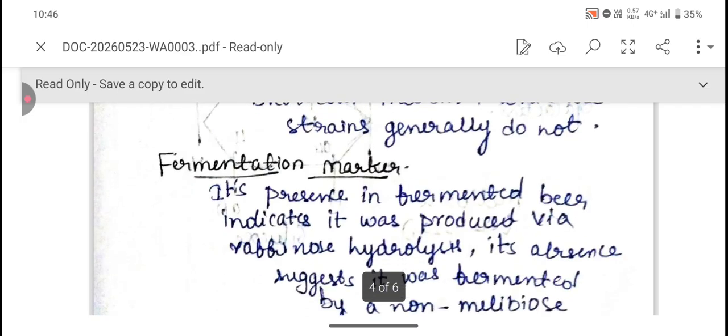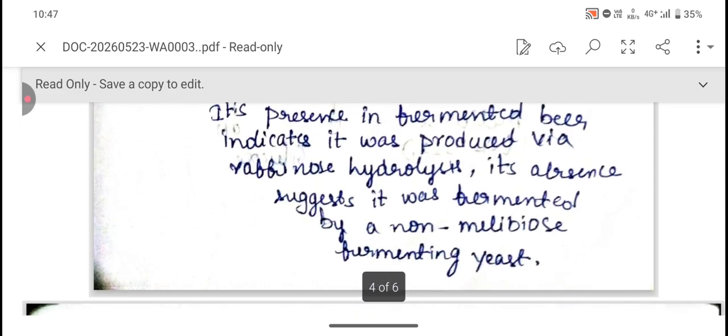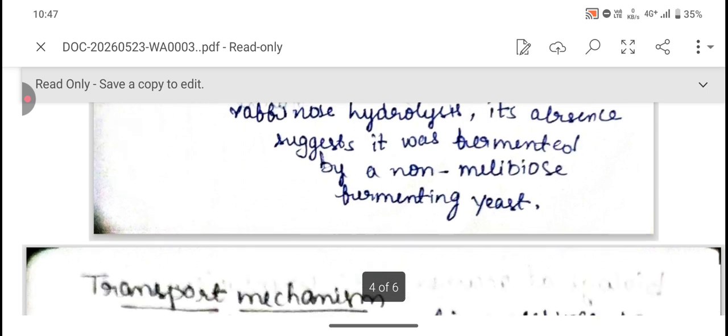It also acts as a fermentation marker. Its presence in fermented beer indicates it was produced via raffinose hydrolysis. Its absence suggests it was fermented by a non-Melibiose fermenting yeast.